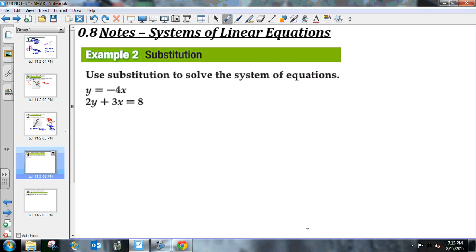The next example says use substitution to solve the system of equations. Okay, so you can always do graphing, or you can do substitution. I like substitution, but here's what I know about these two equations. I've got the equation y equals negative 4x. Okay, that's what y is equal to. Now I'm going to take that entire thing here, and I'm going to substitute that in for y in this equation. So watch what I do here.